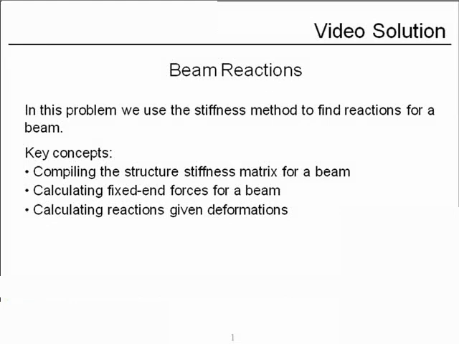Beams provide a good introduction to the general stiffness method applicable to frames, because in a beam, the local coordinate system and the global coordinate system are identical. So in this problem, we will use the stiffness method to find reactions for a beam. The key concepts we will use are compiling the structure stiffness matrix for a beam, calculating fixed end forces for a beam, and calculating reactions given deformations.